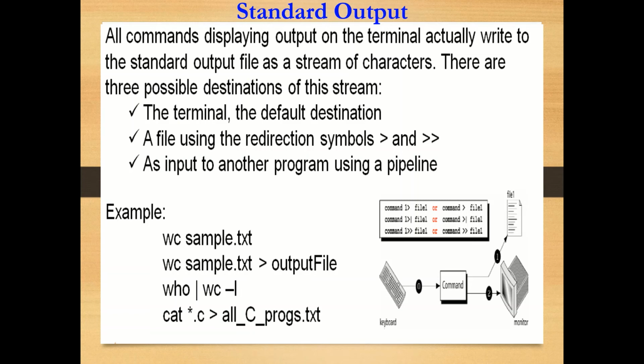For example, wc sample.txt greater than output indicates that the command sends the word count of sample.txt to the output file. Nothing appears on the terminal screen. If the output file does not exist, the shell creates it before executing the command.